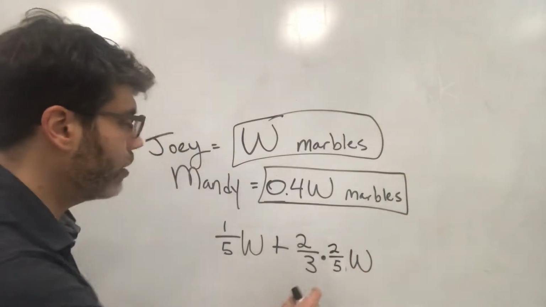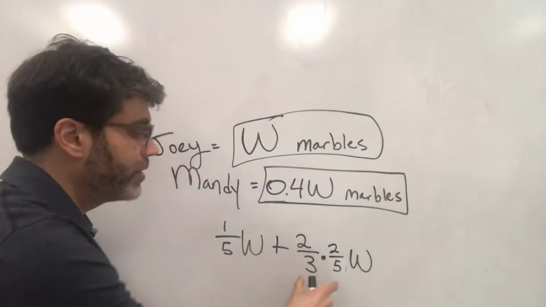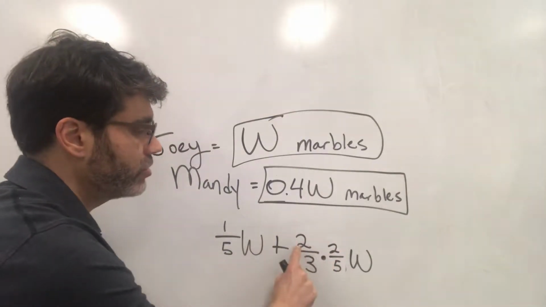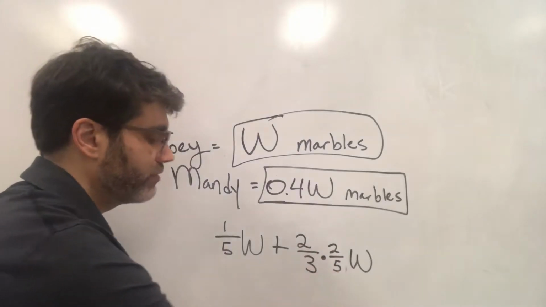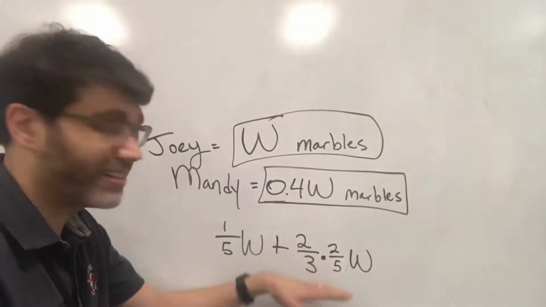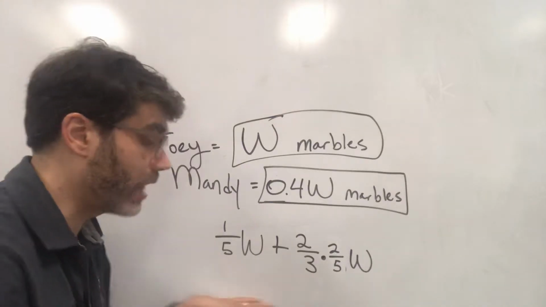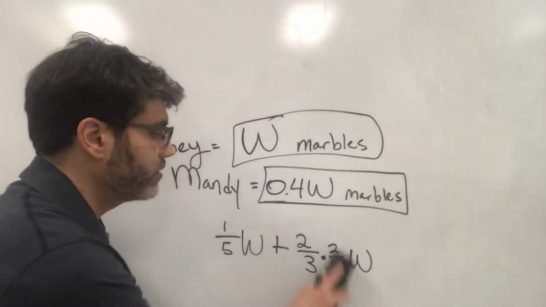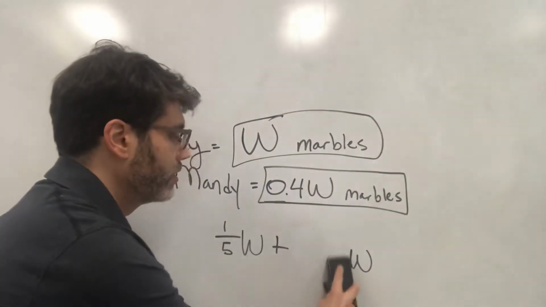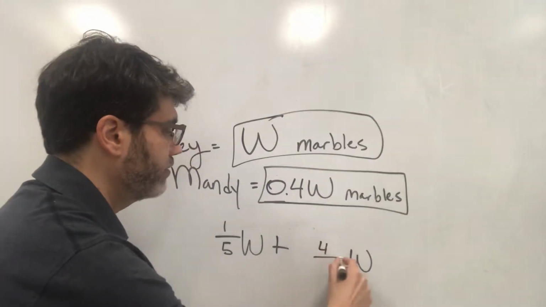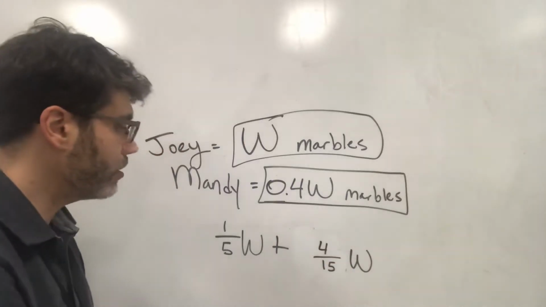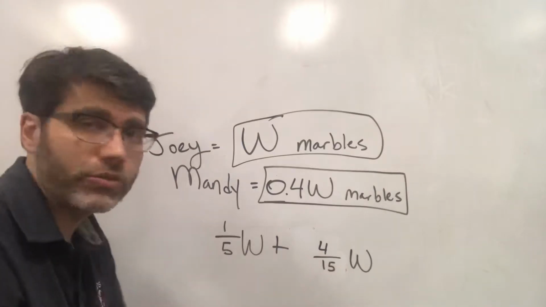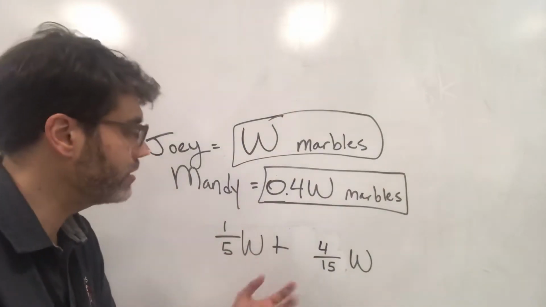2/5. And now, using PEMDAS, we know that we need to multiply before we add. So let's multiply this. 2 times 2 is 4, 3 times 5 is 15. I would like you to put that on a different line below, but obviously I'm running out of room, so I'm just going to erase here. So 4/15 W it is. And now we have like terms. Do you see that these are both W's? They're not W squares or anything like that. There are no Z's, they're just W's.